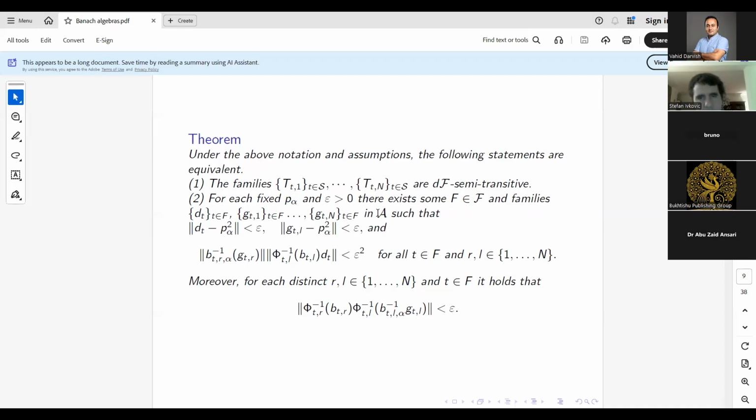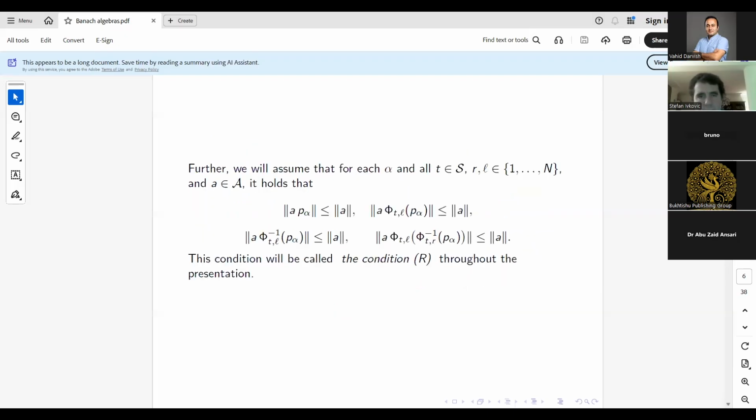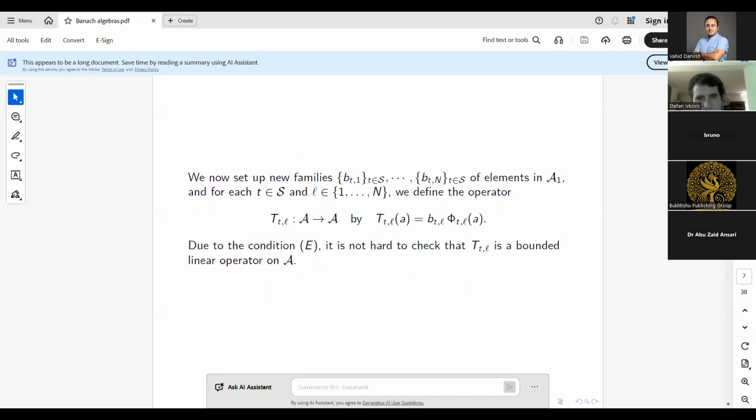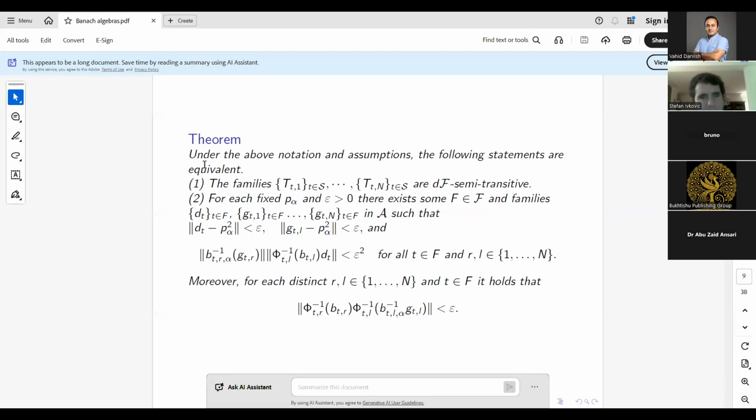So these families are families in A, such that these inequalities hold, and in addition this inequality holds for all T in F and all RL in 1 up to N. And moreover, we require that for each distinct RL in 1 up to N and all T in F, this inequality holds. And then I should say that, in fact, for example, this assumption that these families of isometric isomorphisms are disjoint aperiodic is needed only for the proof of the implication 1 implies 2, but for the implication 2 implies 1, we do not even need that assumption.